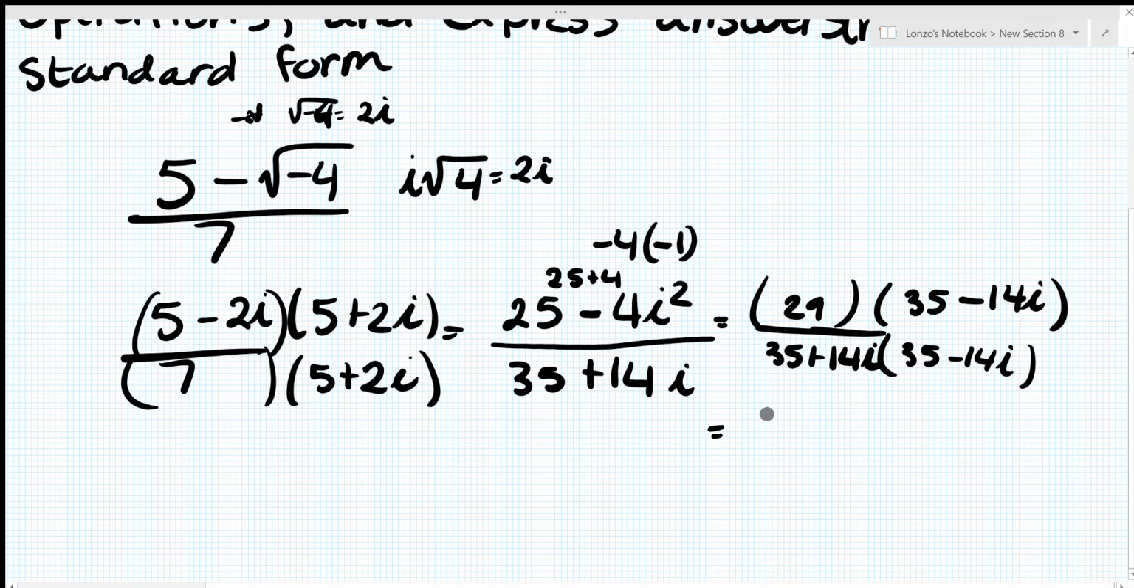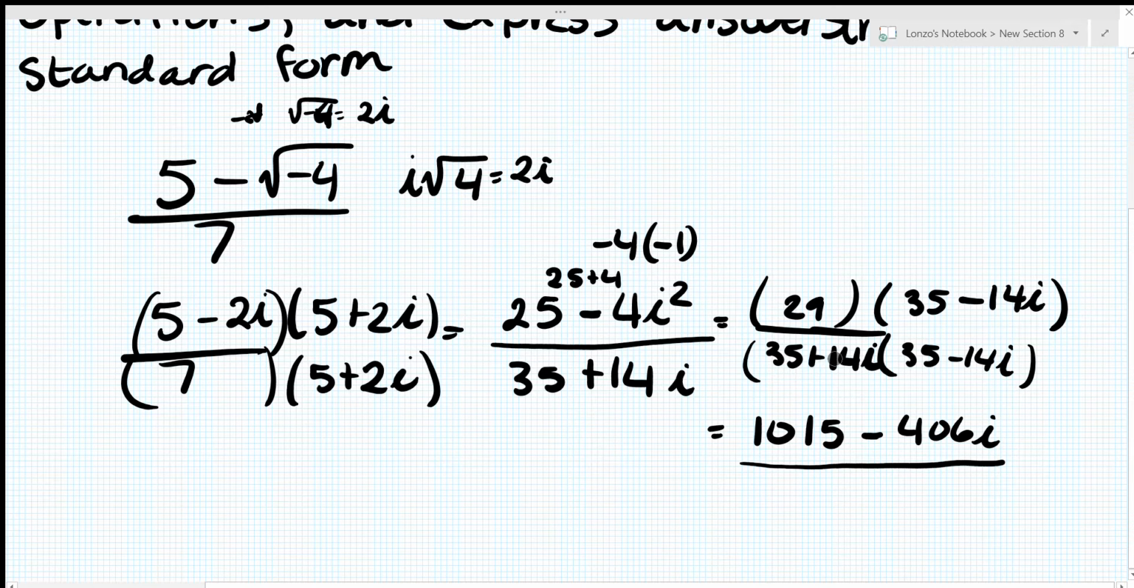So when you do the work, you're going to get 1015 minus 406i. And on the denominator, you have a perfect square. So the perfect square is going to be 1225 minus 196i squared.